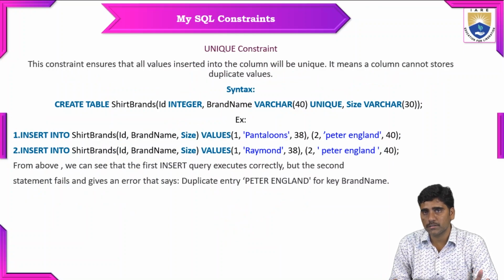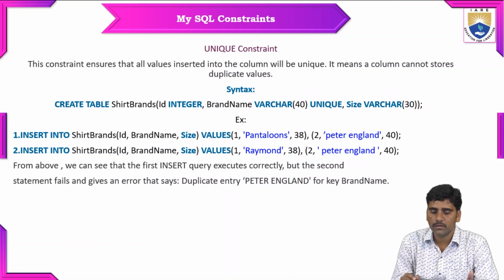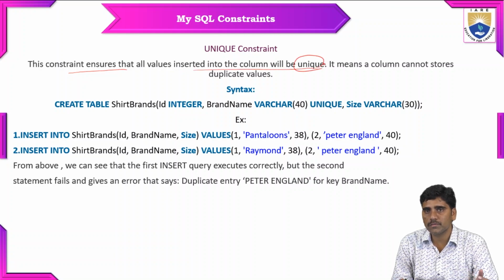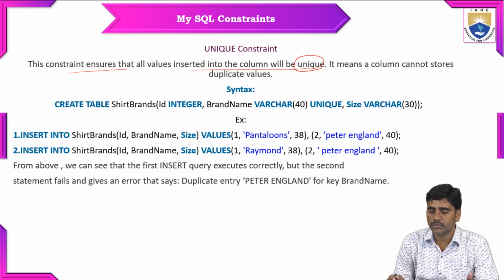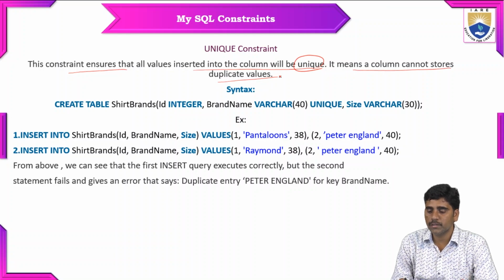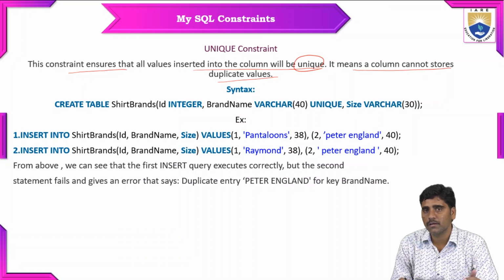And unique constraints. So what is meant by unique constraints? These constraints ensure that all values inserted into the column will be unique. All the column's values will be unique. So it means a column cannot store duplicate values. That column does not allow duplicate values, other than IDs. Any other column that must be specified with unique does not allow duplicate values to enter.